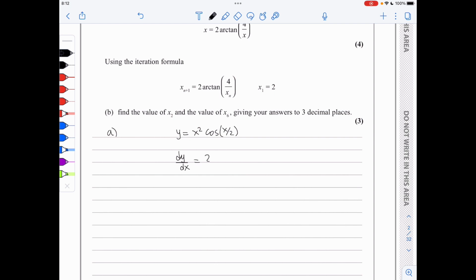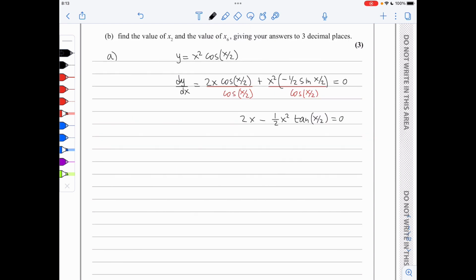I'm using the product rule of differentiation here. So dy/dx is 2x cos of x over 2 plus x squared times the derivative of cos of x over 2, which is minus a half sine x over 2. We set this equal to 0 as it's a stationary point. I can divide throughout by cos of x over 2 to get tan into the game. So we divide everything by cos of x over 2, and this leads to 2x minus a half x squared tan of x over 2 is equal to 0.